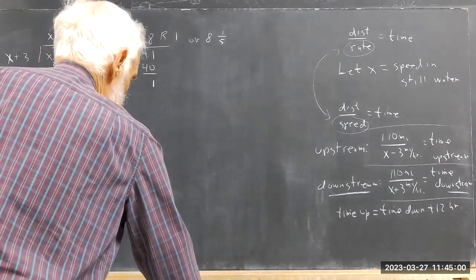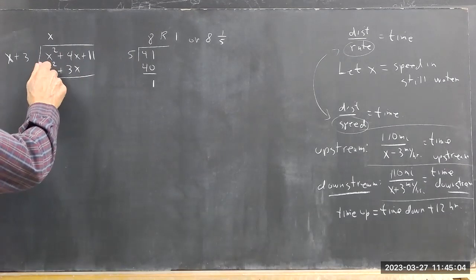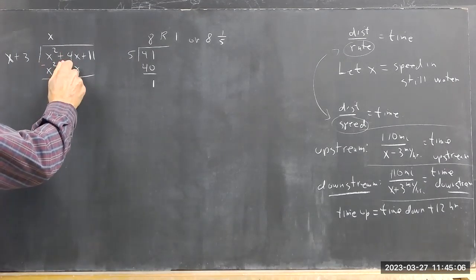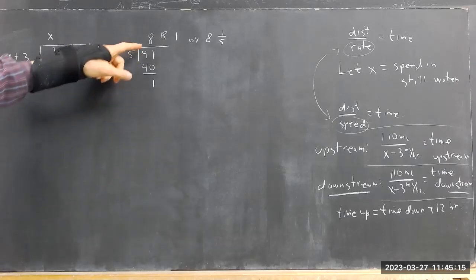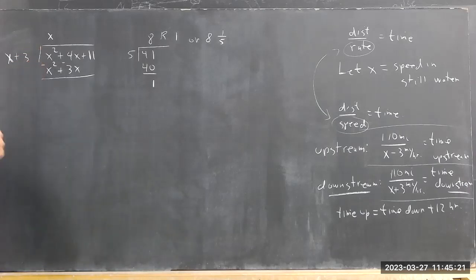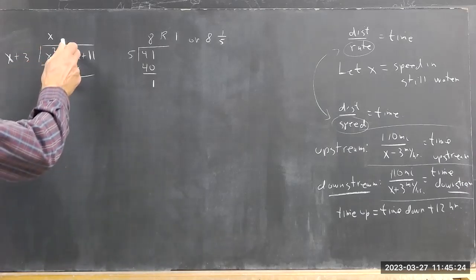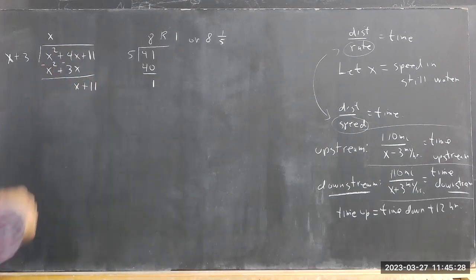Then take, put a little tiny minus sign here, a little tiny minus sign here, because just as we subtract over here, we've got to subtract this from this over here. So we subtract x from x squared, we get 0. We subtract 3x from 4x, we get x. Now we have x plus 11.